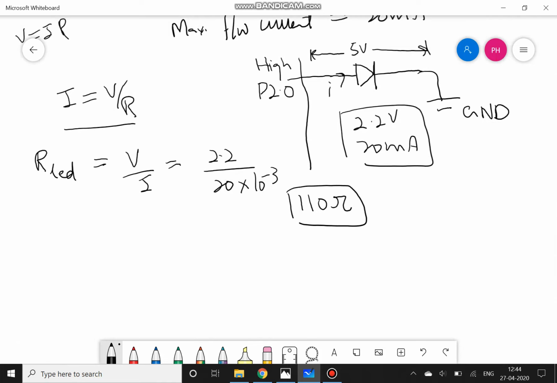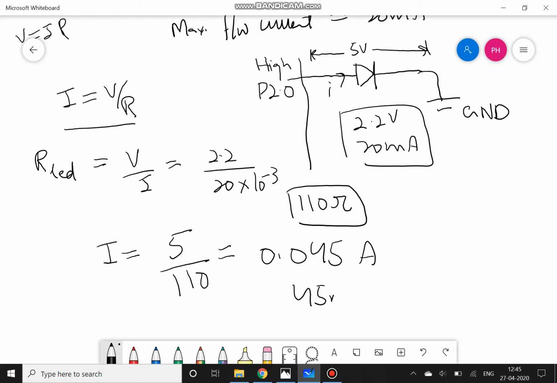So when we connect a 5 volt source across this 110 ohm resistance, the current which is going to pass through this LED will be 5 volts divided by 110, which is approximately 0.045 amperes. That means 45 milliamperes. But the maximum forward current of the LED was only 20 milliamperes. This current will eventually heat up the LED and it will burn. So it's not advisable to use the LED directly with the microcontroller.